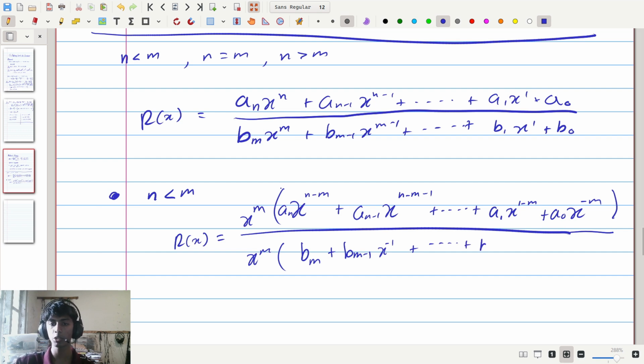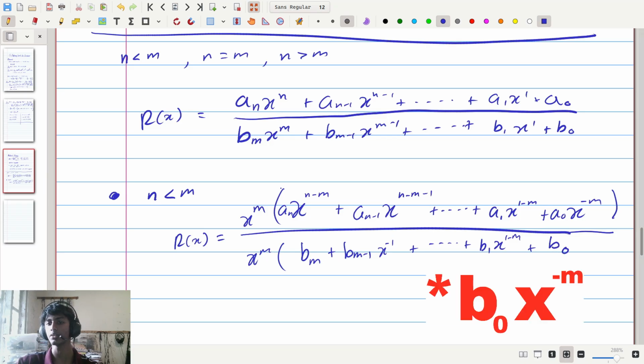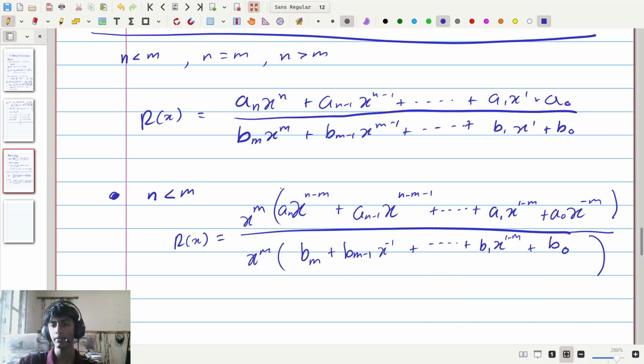The last term is going to be b sub 1 x to the power of 1 divided by x to the power of m is going to be x to the power of 1 minus m. Plus, and then the last term is going to be b sub 0. So this is all we have here.